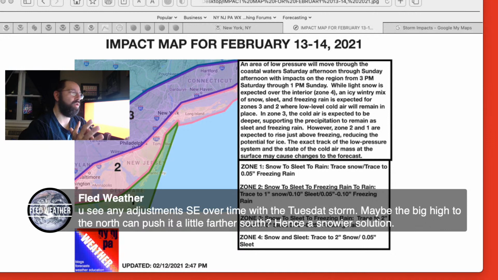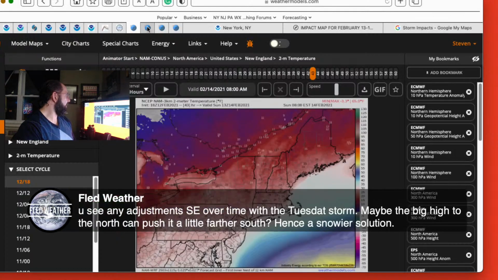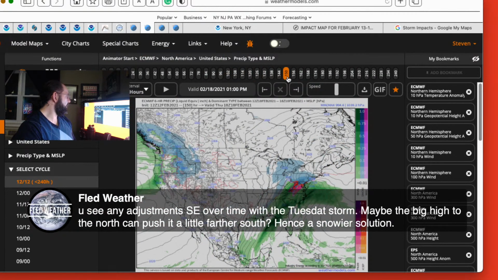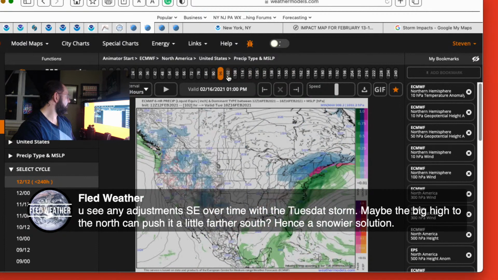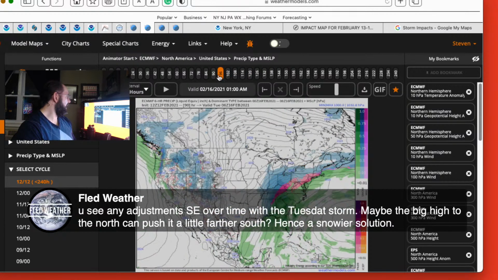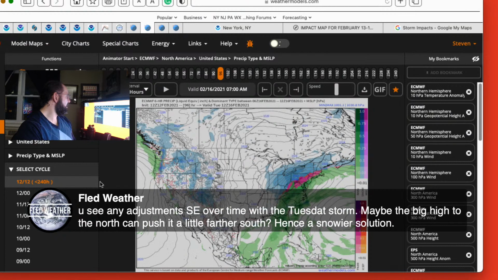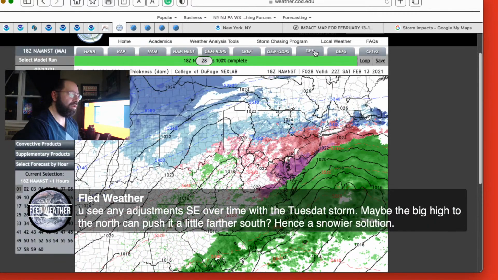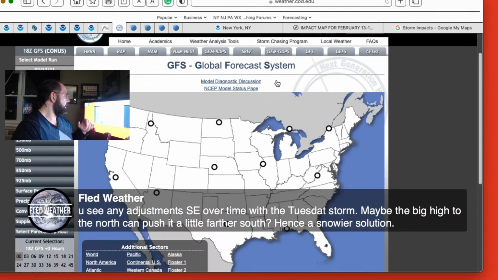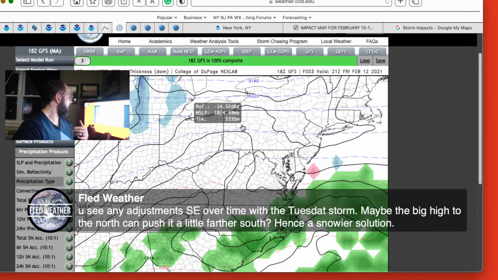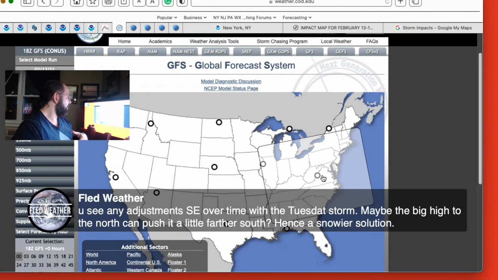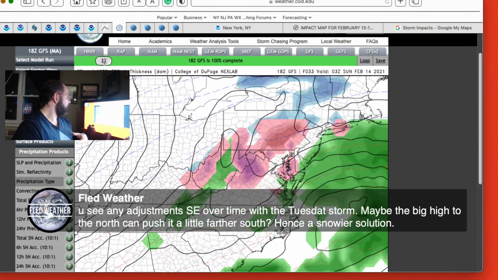Things that could make this storm colder. Well, let's see here. First, we have to look at the environment overall. And this is the European solution. Now, how does it come to this solution? And then, you know what, let's look at the GFS solution, because I use the European a lot. I admit it, I do. I trust the guidance a little bit more. But let's take a look at that GFS solution.